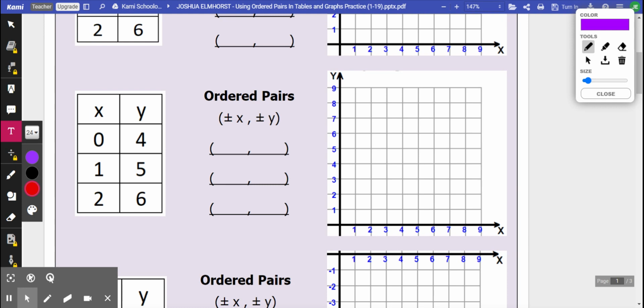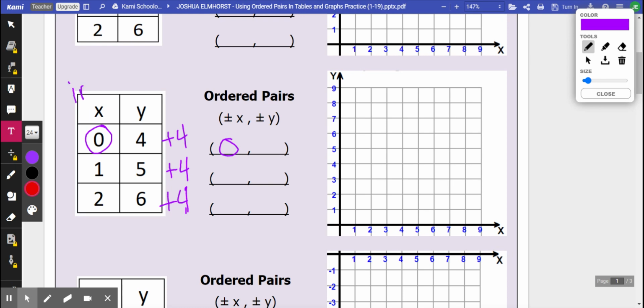We're looking at our x value here, and then we're thinking about how can we go from 0 to 4, and we're asking ourselves what pattern or rule could we be using. I know from 0 to 4 would be plus 4, from 1 to 5 would be plus 4, and from 2 to 6 is going to be plus 4. So we're just going to keep that in mind as we look at an input value and then an output value. And then we write our ordered pairs.